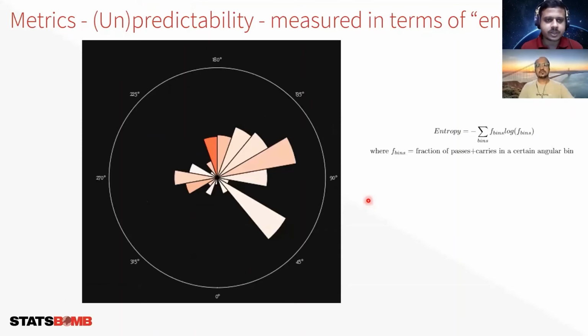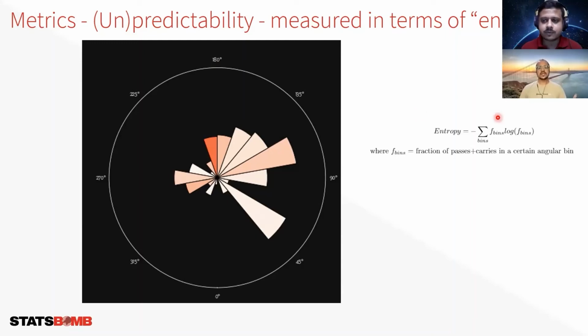The next metric is predictability or unpredictability, which is measured in terms of entropy. So here we have another relative sonar. What exactly is being shown here is the number of passes in different angular bins. This angular bin has the highest volume of passes, and the whitish ones have comparatively lower volume of passes. So what we do is we divide the number of passes in each bin by the total number of passes. It's not just passes, it's passes and carries.